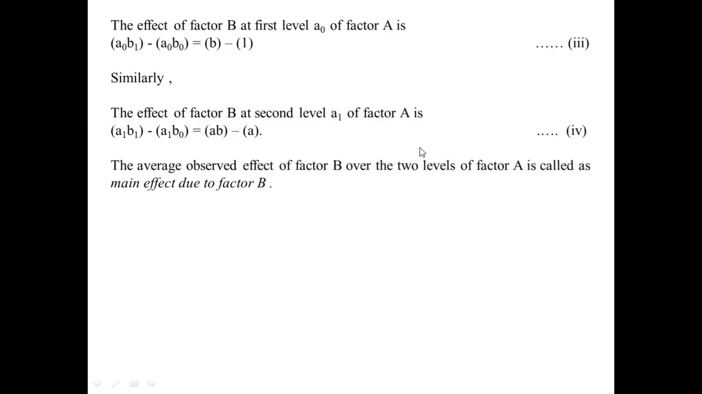Now the main effect of factor B is the average observed effect of factor B over the two levels of factor A, and it is nothing but the main effect due to factor B.